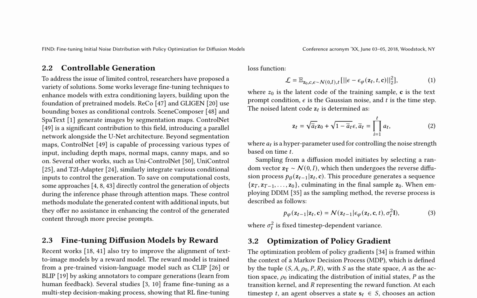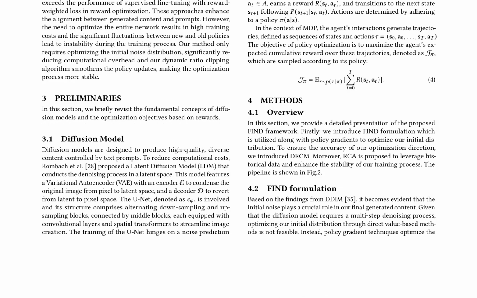The authors propose a novel method, FIND, which fine-tunes the initial noise distribution of diffusion models using policy optimization. This approach reduces computational overhead and improves stability during training. The method is based on the concept of policy gradients, which optimize the initial distribution of noise directly based on the reward function. The reward function measures the consistency between the generated content and the input prompt.